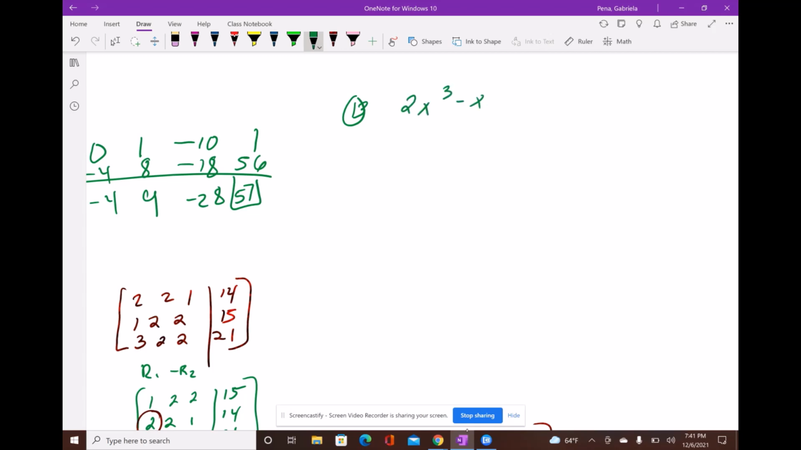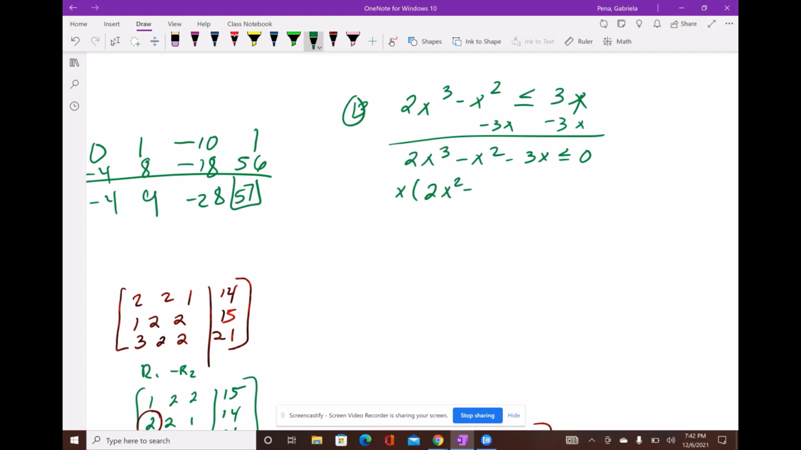2x cubed minus x squared, 3x. All right. Everything needs to be on one side of that inequality. So that means I have to subtract the 3x, subtract the 3x. So we end up with 2x cubed minus x squared minus 3x is less than or equal to 0. What do they all have in common? So we factor out the x. This becomes x times (2x squared minus x minus 3) is less than or equal to 0.